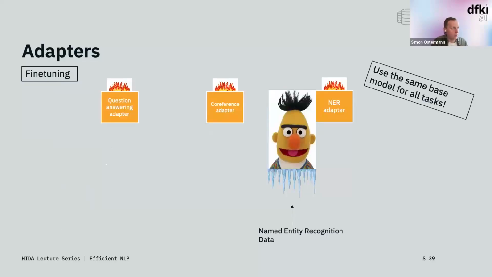You can use named entity recognition data, throw it at the same model, use another set of adapters, and boom, you have a model that can do named entity recognition. And you can use the same base model for all of these tasks. So it's super, super parameter efficient, and it leads to highly effective models for single tasks.